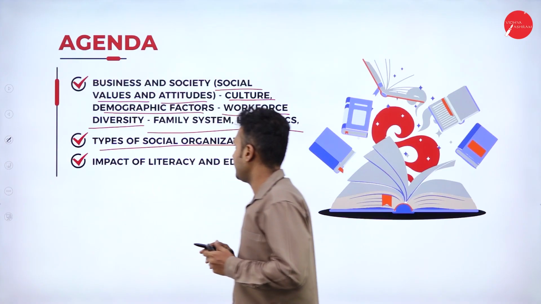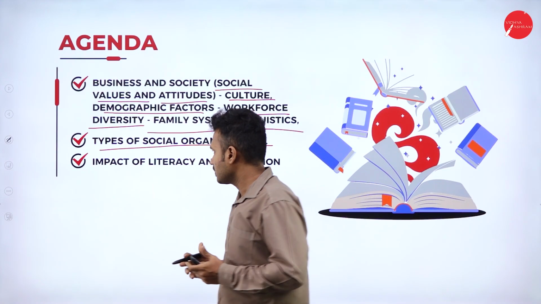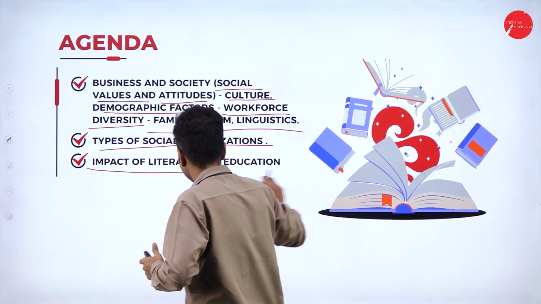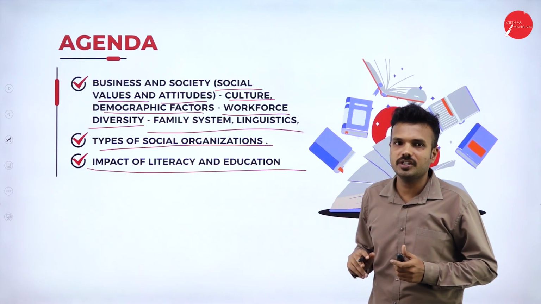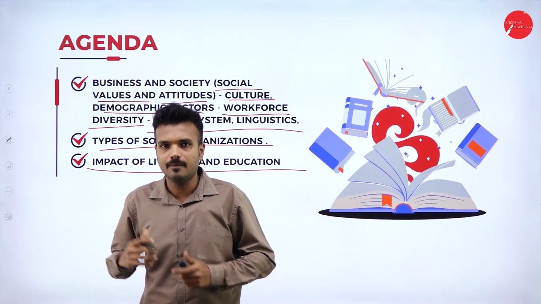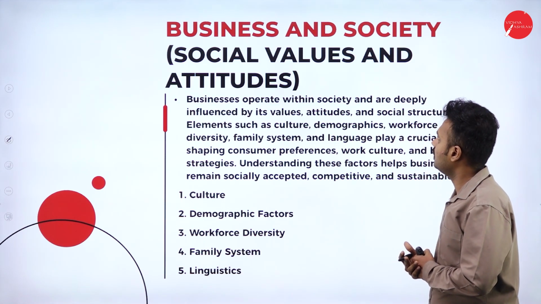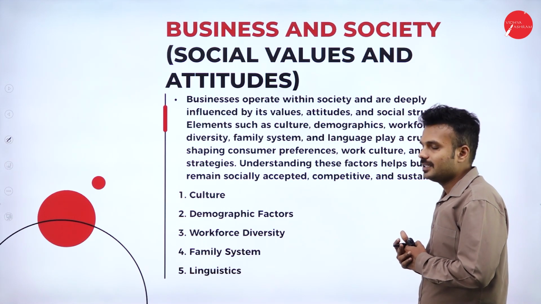Types of social organizations. Which are all the social organizations that are available in a society? Impact of literacy and education. How exactly this literacy and education is affecting the business environment. Done. So, business and society.